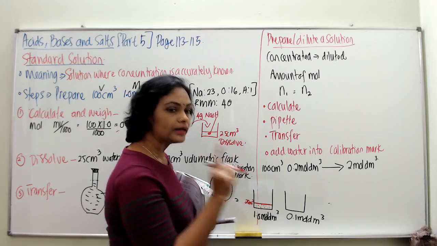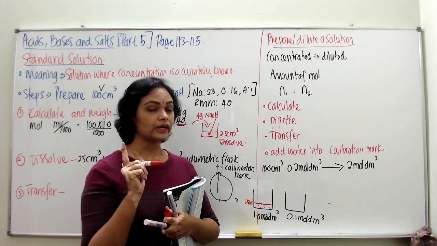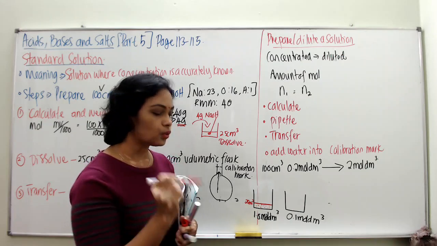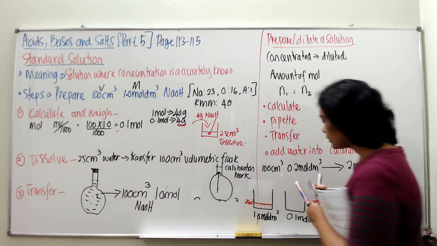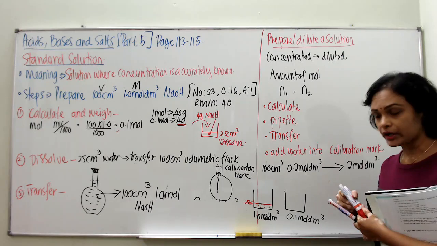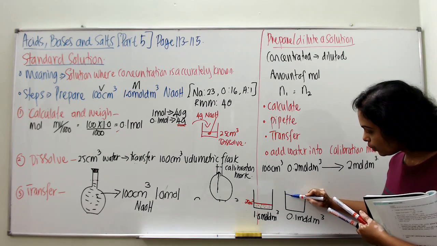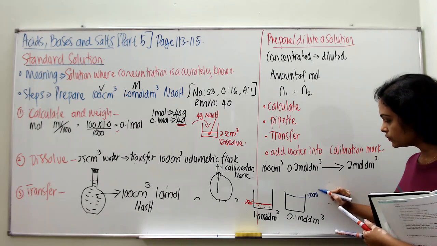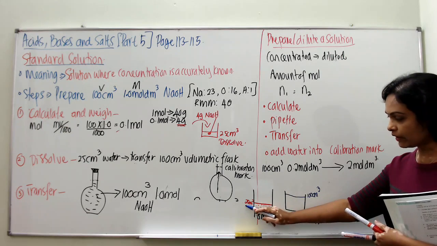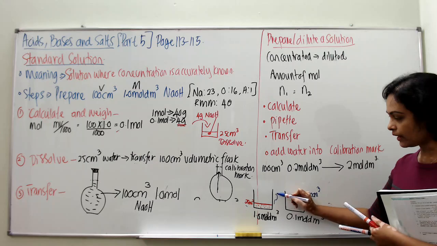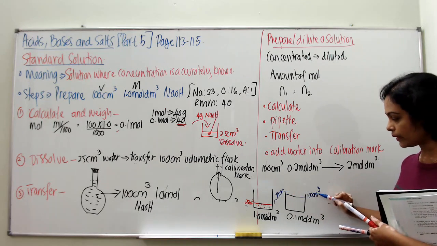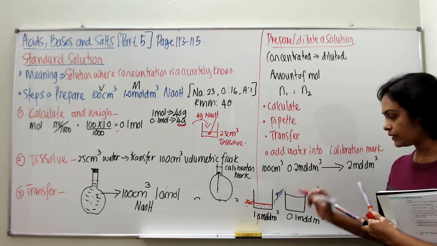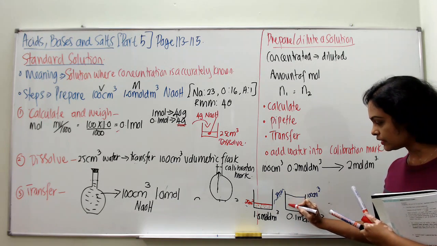But in order to dilute, remember what I told you, you have to add water. When you add water, obviously the volume is going to increase, maybe to 100 cm³. So the 25 is still intact, and you add another 75 cm³ to make it 100 cm³. But please remember, the amount of solute is still the same.